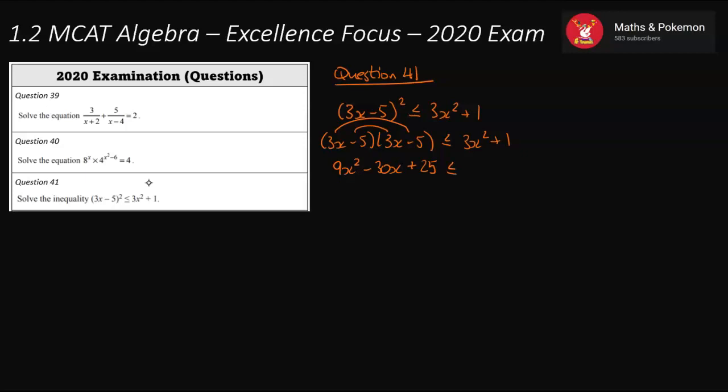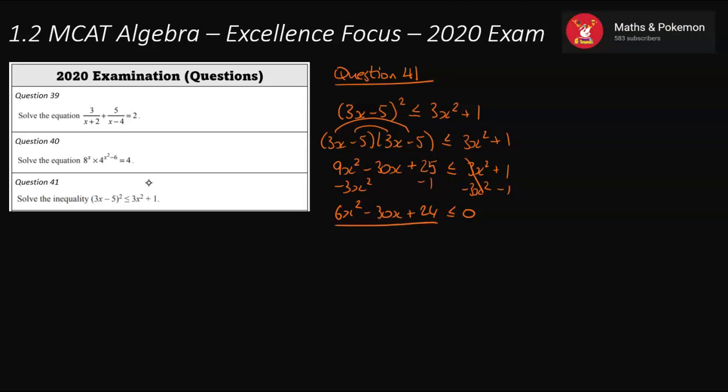When is that equal to or greater than 3x squared plus 1? I'm now going to simplify this. I'm going to go 3x squared, take that away from both sides, which cancels out this, and I'm going to do the same with that 1, make it a minus 1, minus 1. So we've got 6x squared minus 30x plus 24. When is that equal to or greater than 0?